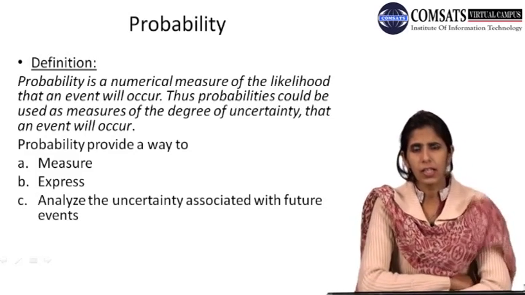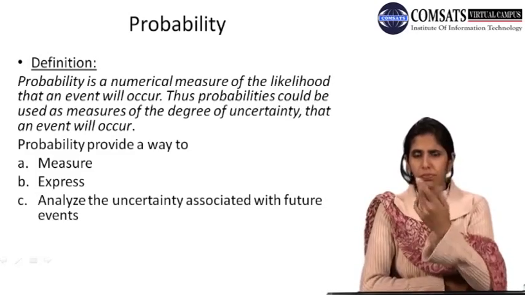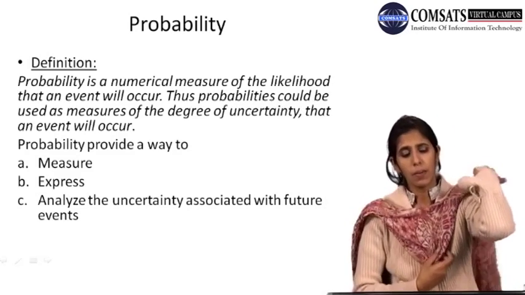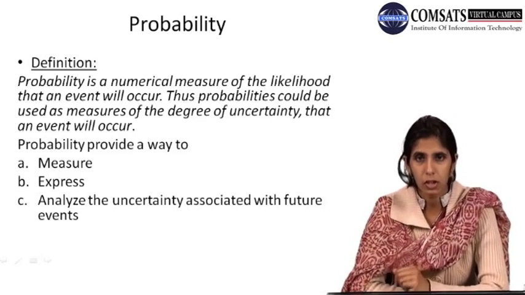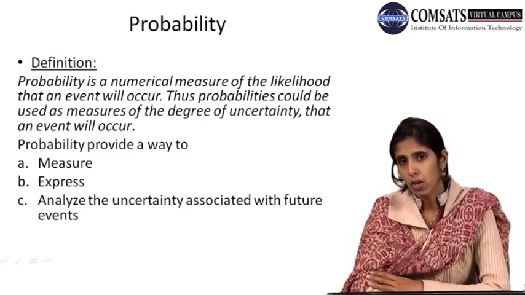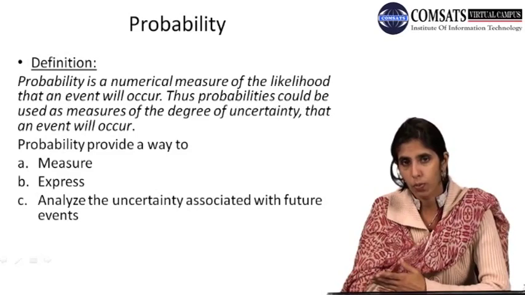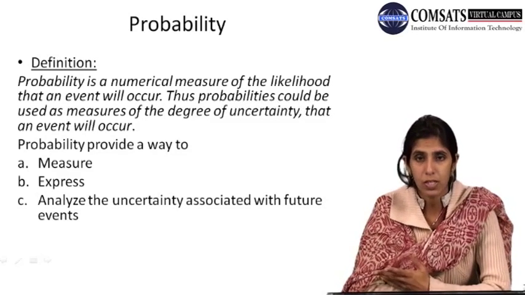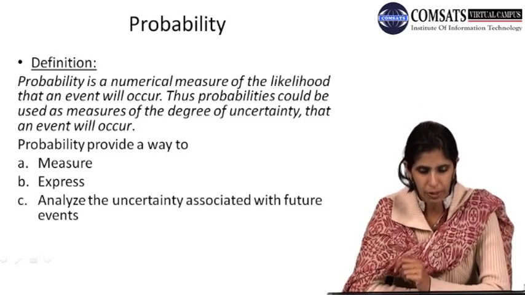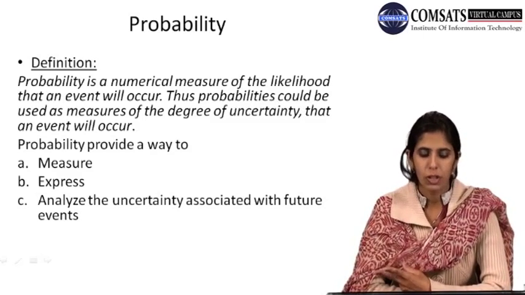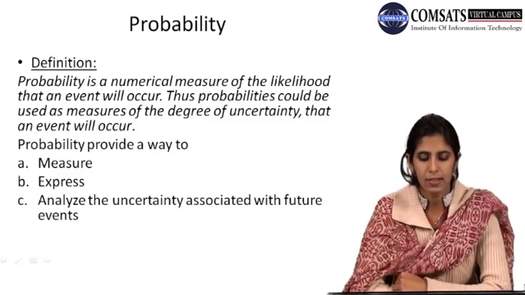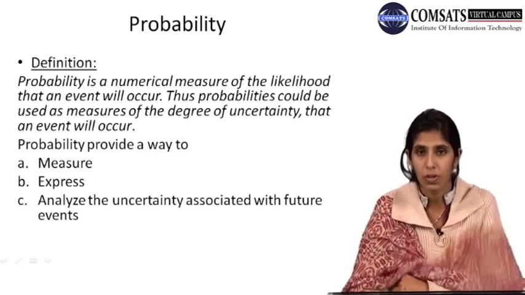Nothing that difficult, nothing that new actually, but this is the numerical representation of uncertainty, numerical representation of something which has not happened right now, and how and when it will happen, we are assigning some numbers to that, and this becomes a probability. Probability provides a way to 1. Measure, 2. Express, and 3. Analyze the uncertainty associated with future events.